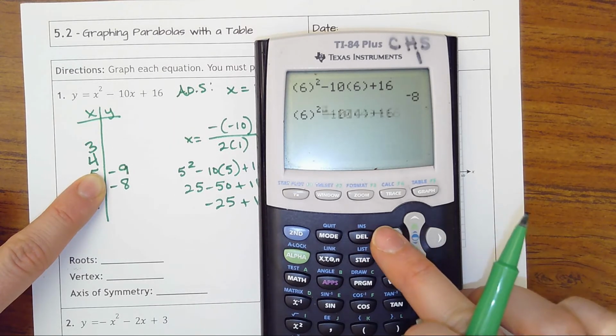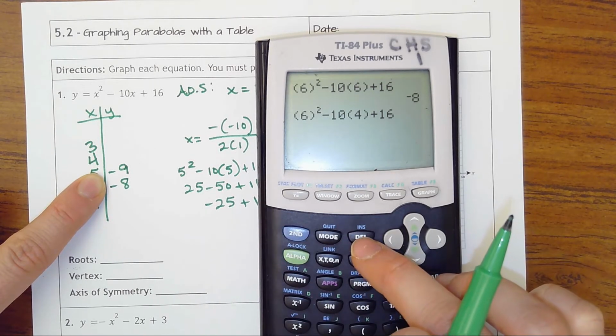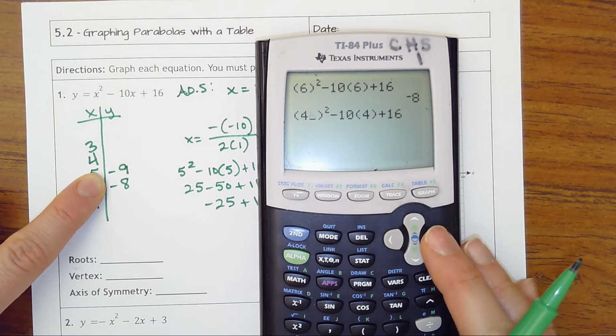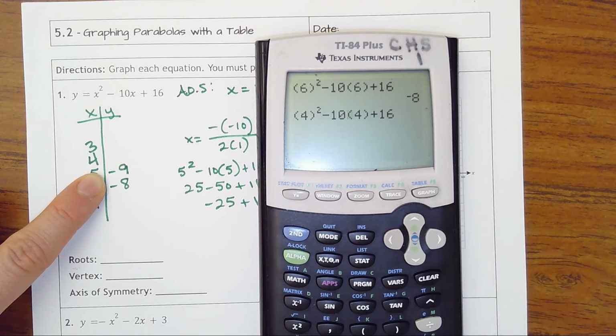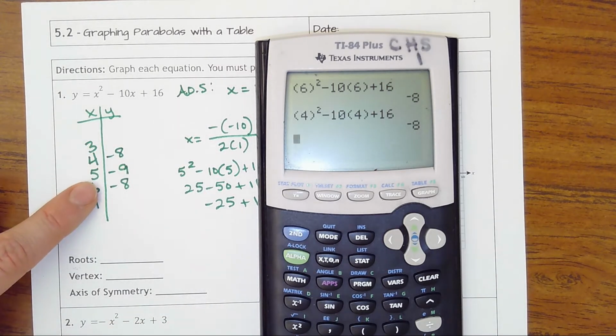So I'll show you with this one. So I'm going to go here. I'm going to second, hit the delete, which says INS above it. That's insert. So I'm replacing it with a 4, and then I just have to delete the 6 still, and arrow over. That is also negative 8. That's a good sign, because remember we said there's symmetry here. It should mirror image itself.